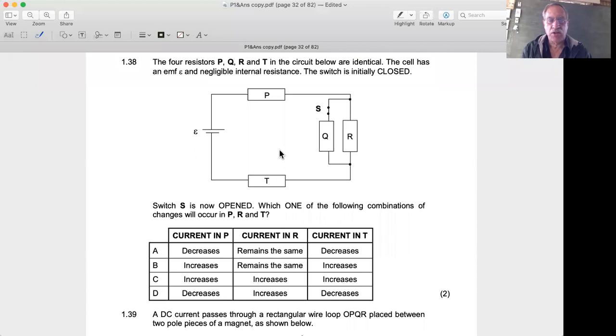So the current is, there's more resistance. The current is going to decrease in R. Remains the same. Okay, maybe it remains the same there, but it's going to be less through P. Decrease, decrease.